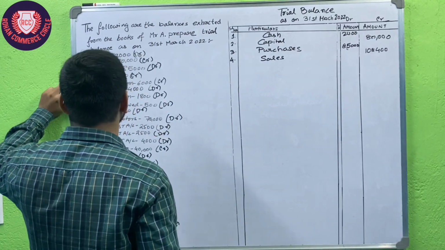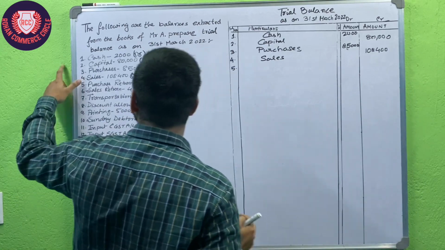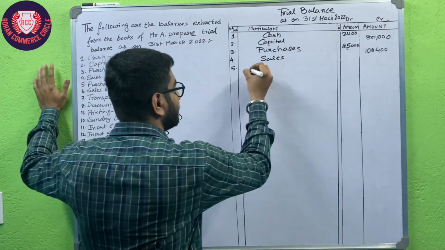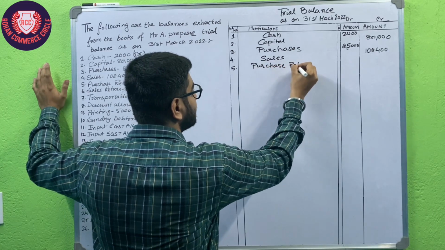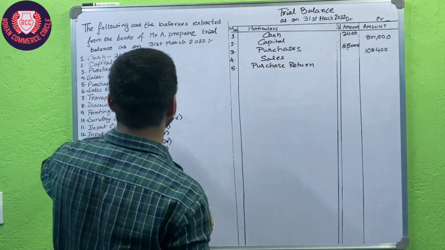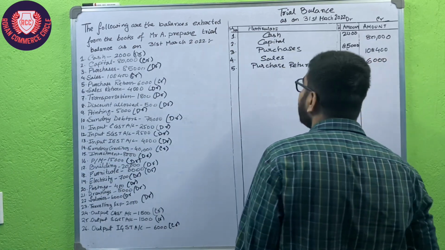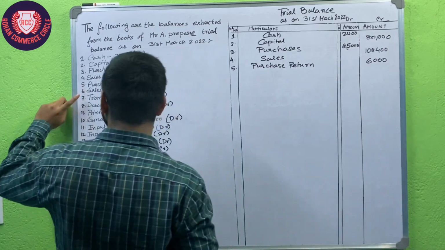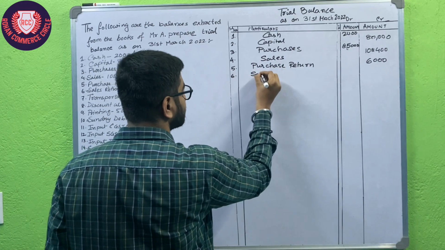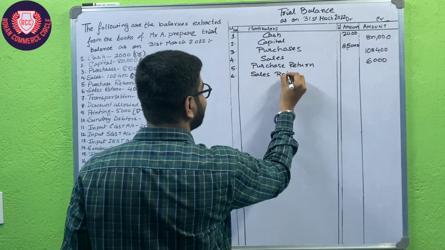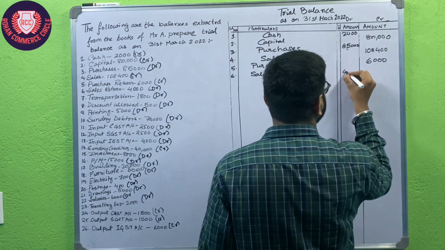Next is sales return, and if you still could not understand, please do comment down, okay, so that you can understand. Purchase return, right? So already I have said purchase return has a credit balance, so we have 6,000 as a credit balance. Next is number 6, that is we have sales return. Sales return, we have a debit balance of 4,000.